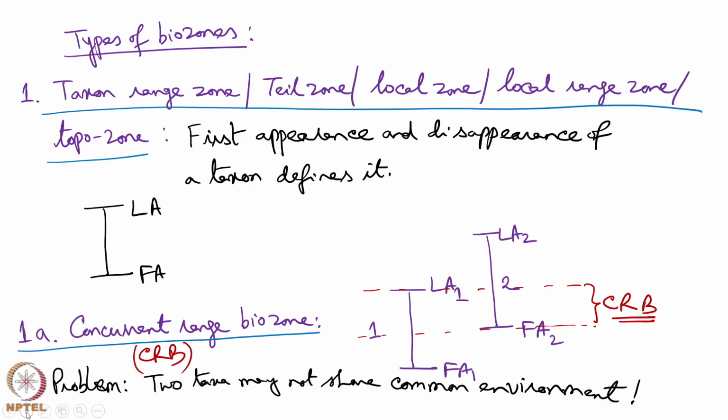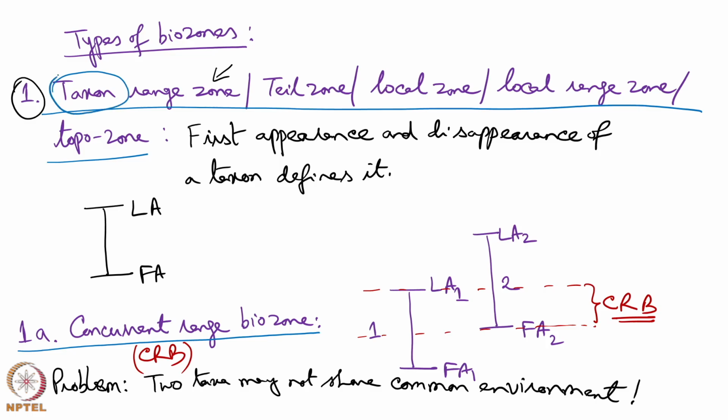We will now look at the different kinds of biozones. We will start with the common varieties and then we will look at the uncommon ones also. Let us start with the taxon range zone or tail zone or local range zone or the topo zone. Number 1. Note the word taxon.